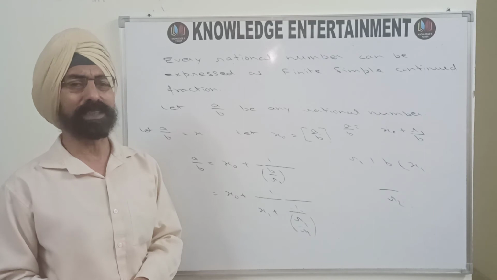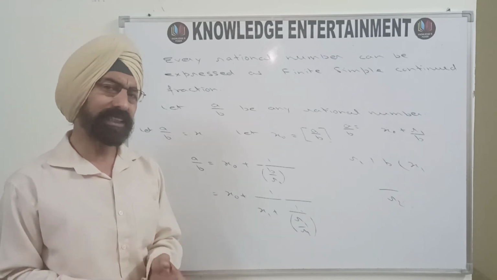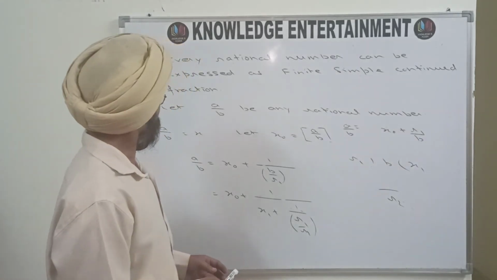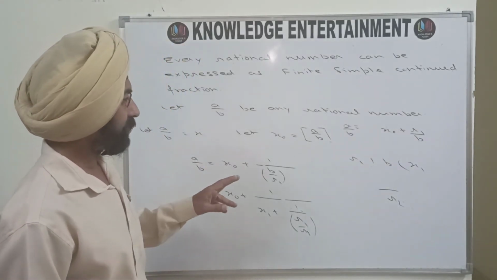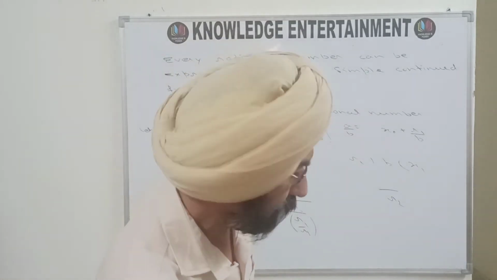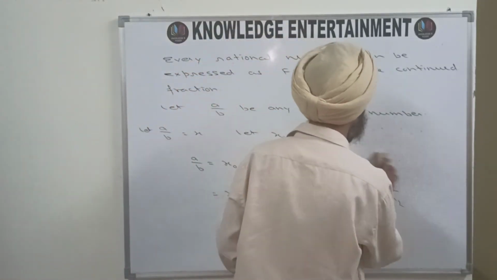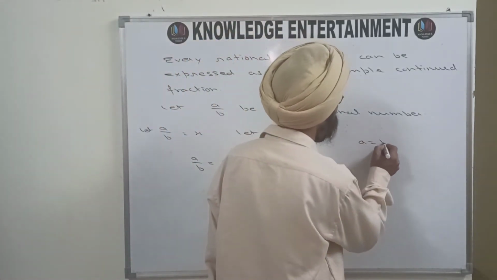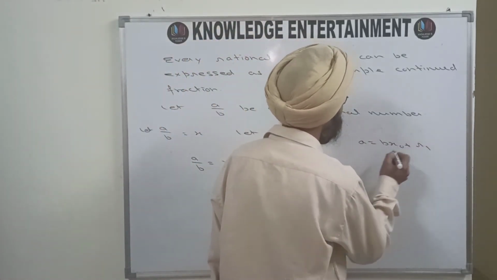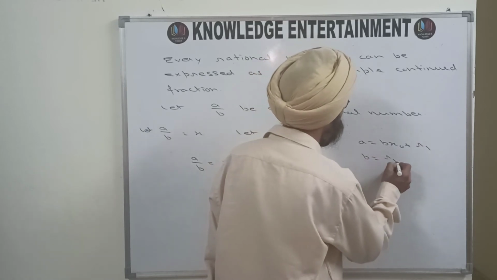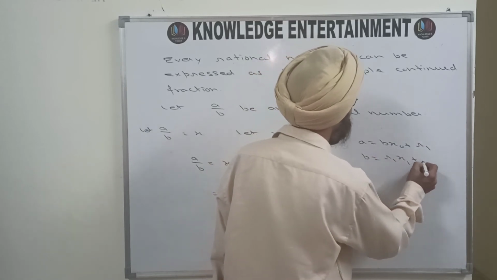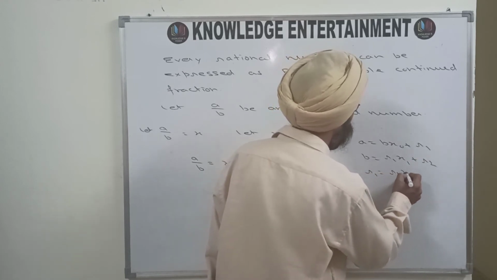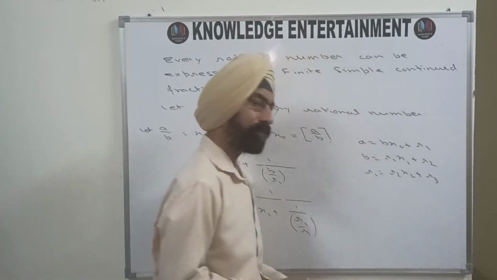And at some stage, this process will terminate. Why? The reason is, look into the divisions you have done. In the first step, you have a is equal to b x0 plus r1. At the second stage, b is equal to r1 x1 plus r2. Then r1 is equal to r2 x2 plus r3.